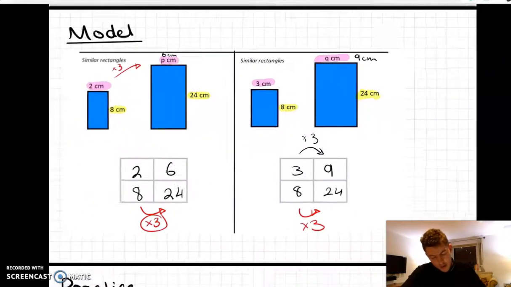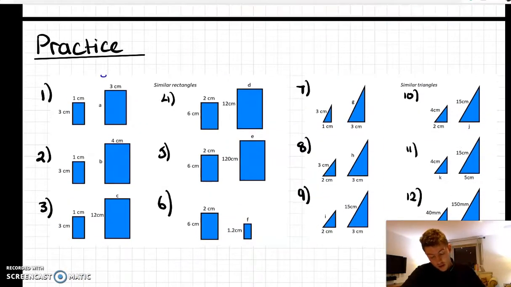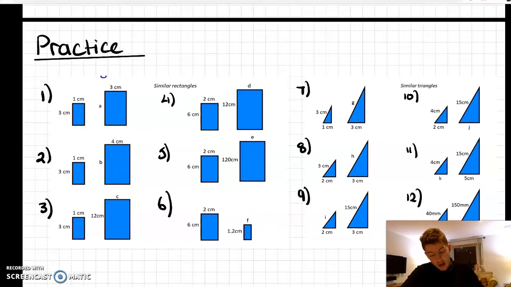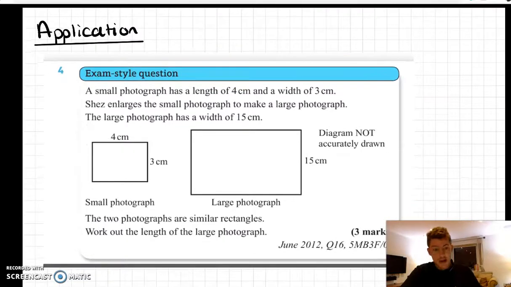Okay, copy that down as a model, and then practice questions. You've got 12. You've got to draw these all in your book, write the measurements, and find me the missing lengths. I reckon this is going to be a comfortable 20 to 25 minutes. Walk through them, and then at the end, you've got one application question. I will mark this as always, and we'll call it there for today's lesson. As always, any questions, please let me know.